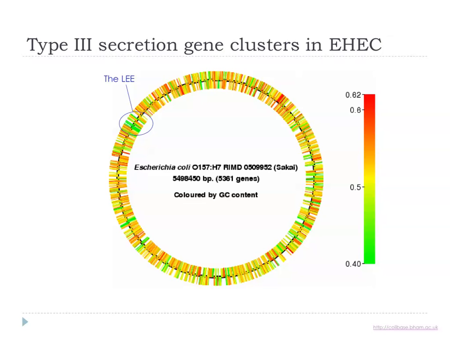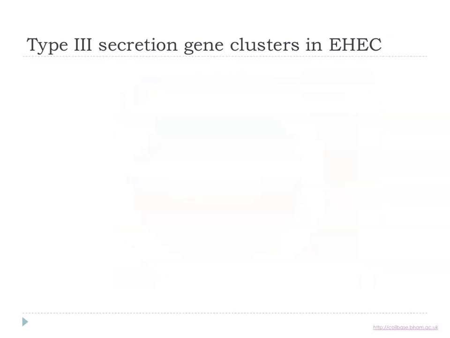There's a little wedge of lime green here, and that's because the LEE actually has this very low GC content compared to the rest of the chromosome. That is taken as a hallmark of the fact that it's horizontally acquired recently, and has not been able to adapt to the background GC content.